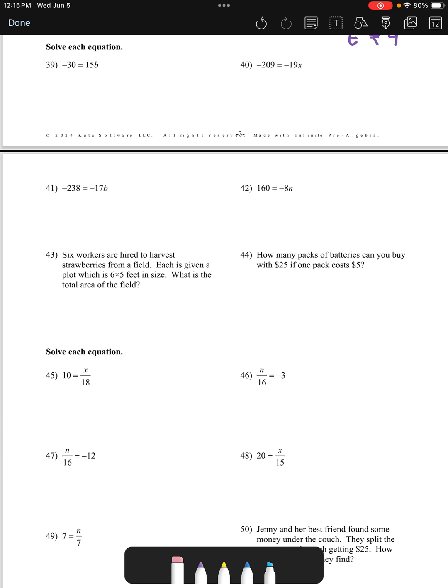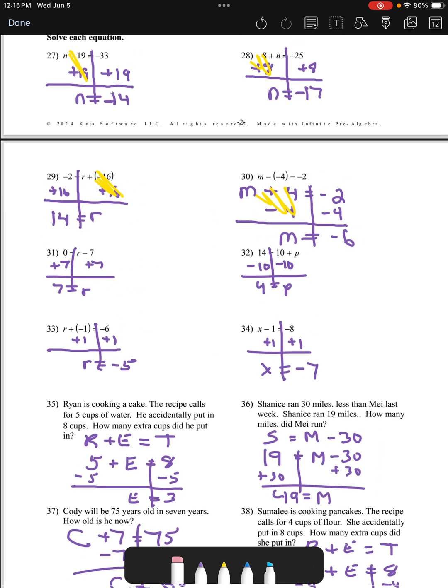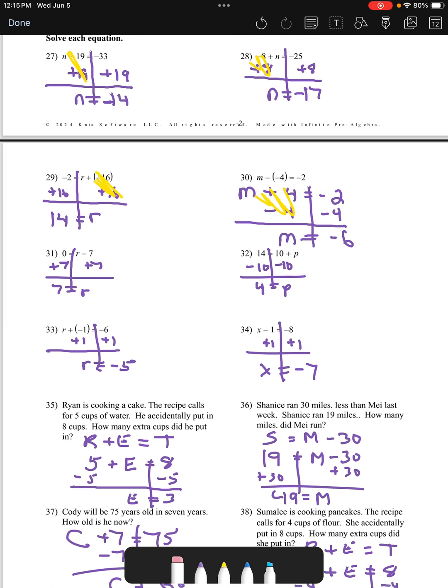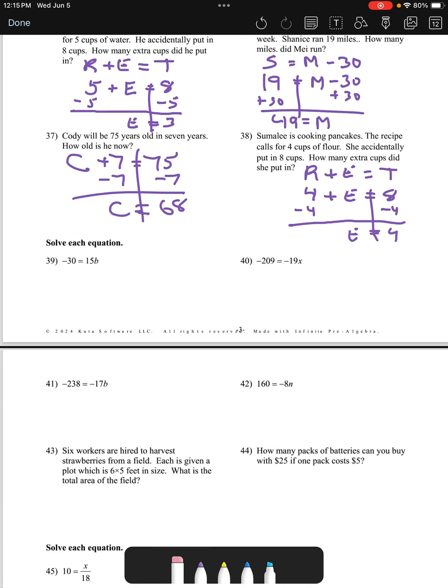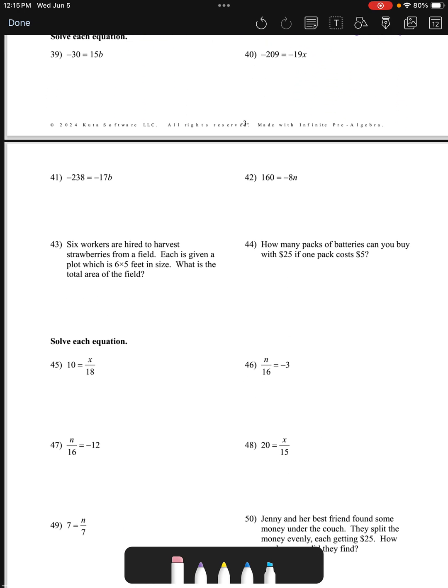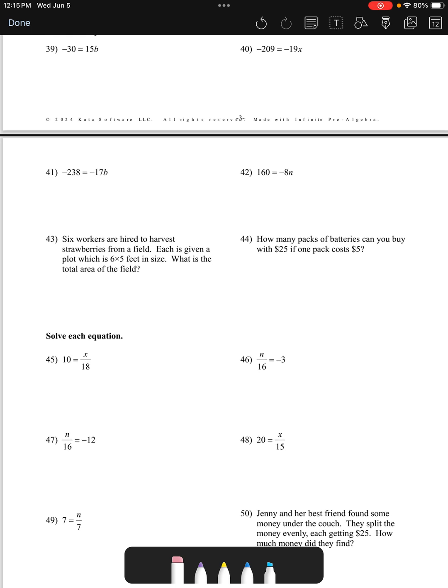Number 39, we have the equation that negative 30 is equal to 15b. So we have to get that 15 away from b. But unlike our previous equations, where our numbers were attached to the variables with plus signs and minus signs, now that 15 is directly attached to the b. It's superglued to it. It's multiplied to it. So how are we going to do the opposite of multiplying by 15? Well, the opposite of multiplication is, of course, division.